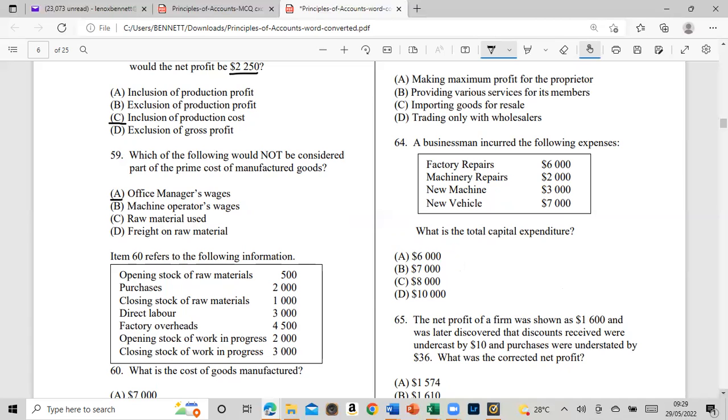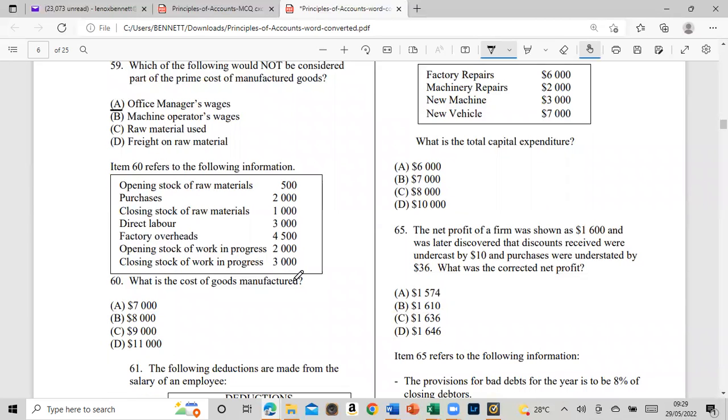Reached here quite fast. All right, so let's move on to item 6. Item 6 refers to the following information. We give the opening stock, purchases, closing stock of raw materials, direct labor, factory overhead, opening stock of work in progress, closing stock of work in progress. And then it says, what is the cost of goods manufactured? This one is going to be tough. So it says, what is the cost of goods manufactured? Okay.